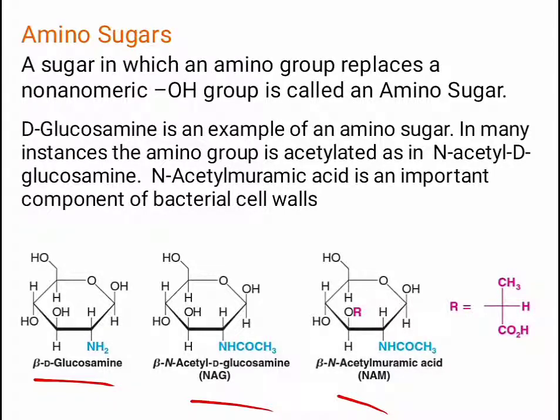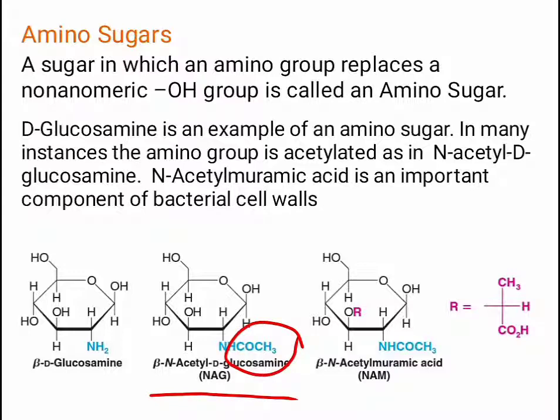D-glucosamine is an example of an amino sugar. This is the beta-D-glucosamine, where this is the anomeric hydroxyl group, and this amino group has replaced the non-anomeric hydroxyl group. In many instances, the amino group is acetylated, as in N-acetyl-D-glucosamine. This is the N-acetyl-D-glucosamine, where this amino group has been acetylated.